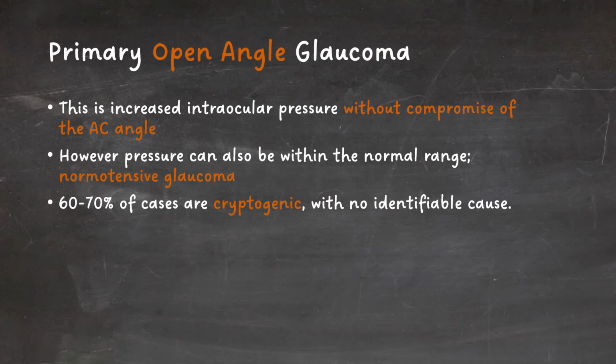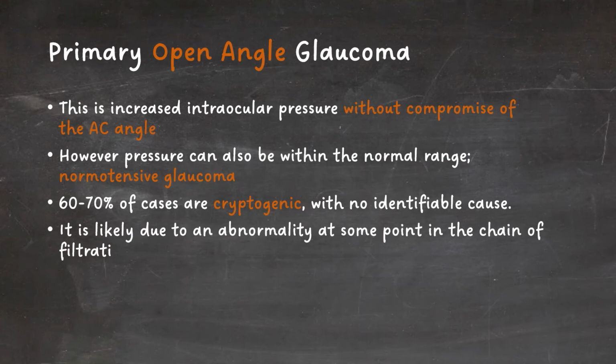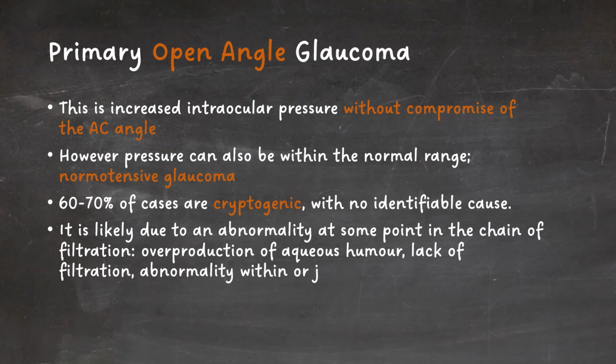However, studies show that there may be an anomaly at specific points in the chain of production of aqueous humor or in its filtration. So either there's a defect in the ciliary bodies causing an overproduction of aqueous humor, or there's a defect within or just before the trabecular meshwork, or the canals of Schlemm, causing an underfiltration of aqueous humor, or it can be a combination of both of these mechanisms.